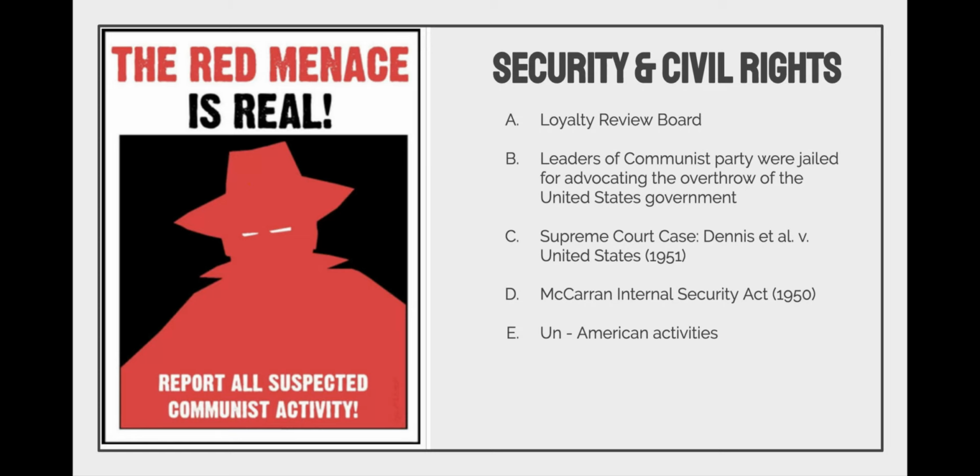You had a situation where the leader of the Communist Party was actually put in jail because they were advocating for, quote, the overthrow of the United States government. So when you advocate for changes that are so significant, you must be a menace to society. This is actually happening in the United States, and it's kind of frightening to some people.